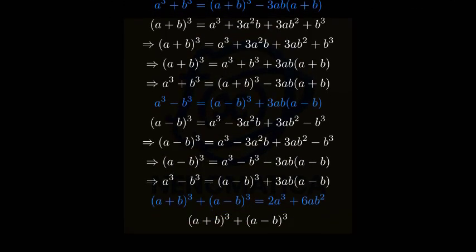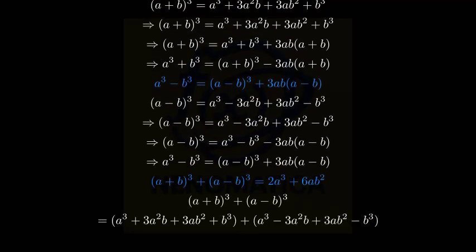We start by writing the left side of the equation. The sum of a plus b, all cubed, and a minus b, all cubed. We expand each term using the binomial theorem. For a plus b, all cubed, we get a cubed plus 3a squared b plus 3ab squared plus b cubed. For a minus b, all cubed, we get a cubed minus 3a squared b plus 3ab squared minus b cubed.